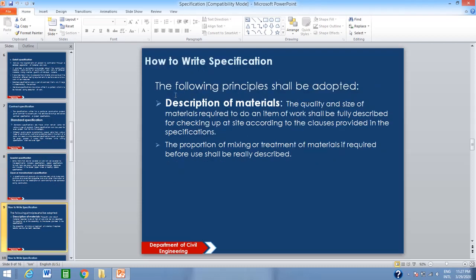Now, how to write the specification? In the next lecture, we are going to discuss how to write the specification.